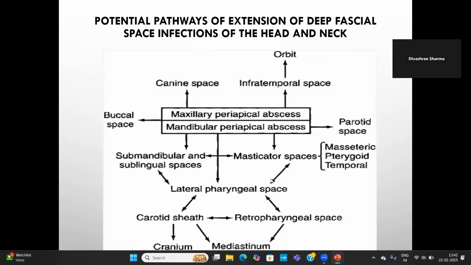Lateral pharyngeal space infections can then subsequently lead to involvement of the carotid sheath, and the infection can spread up to the cranium. The lateral pharyngeal space can also spread the infection to the retropharyngeal space, and then subsequently through both the pathways, through the involvement of the carotid sheath or through the involvement of the retropharyngeal space, there would be infection in the mediastinum, and it will lead to mediastinitis.